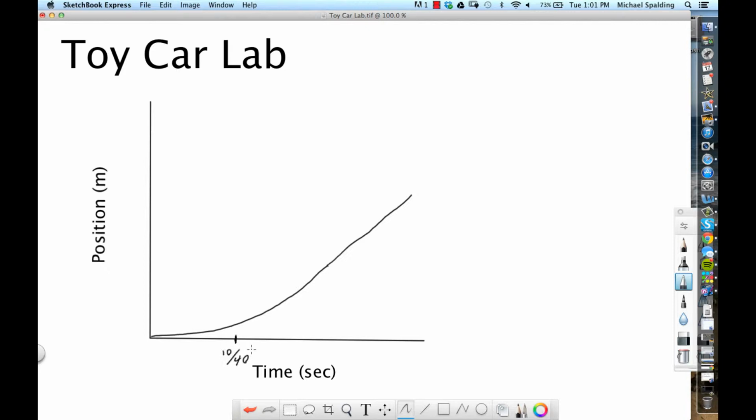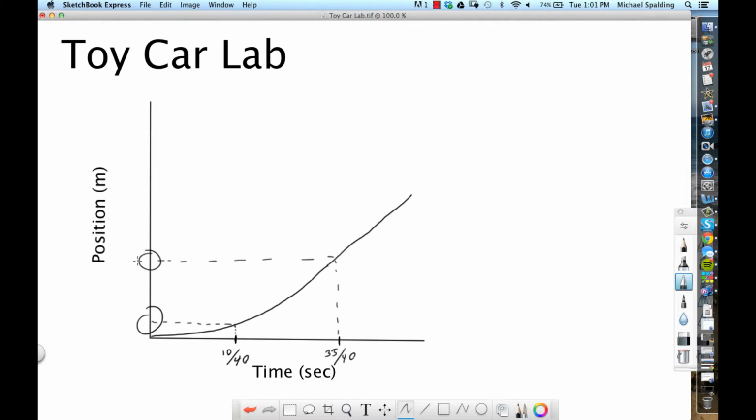So let's say right here is 10/40ths. If you want to know the position of the car at 10/40ths, what do you do? You go up to the graph and what? Over. Boom. That's the position of the car at 10/40ths. At 35/40ths, let's say right here, you go up to the graph and over. That's what you do for number 3.